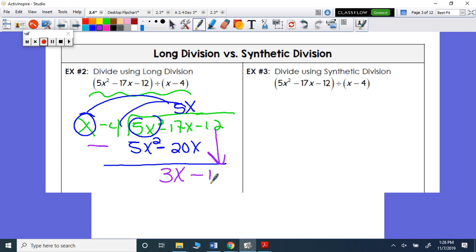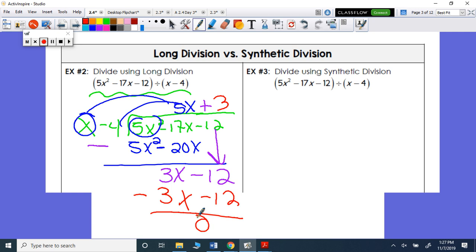Do you remember that 12 would have had to ride the slide down the math lane? Okay. I need a positive 3 up front. What times x gives me a positive 3x? 3, okay. So multiplying, that's a 3x. 3 times negative 4 is a negative 12. Subtracting, I get a remainder of 0.